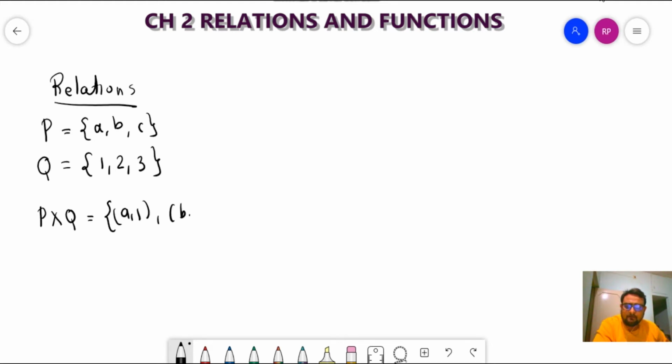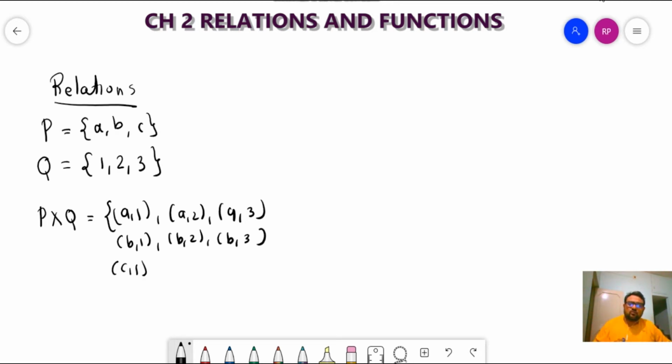A1, A2, A3, B1, B2, B3, C1, C2, C3, right? I can also represent this P cross Q in the form of an arrow diagram like this.